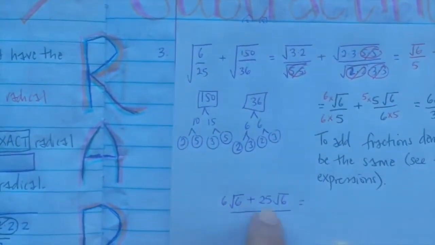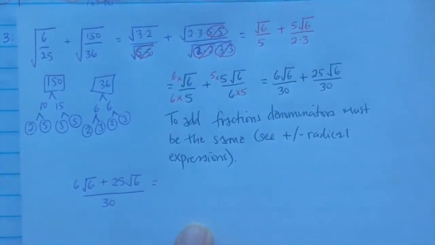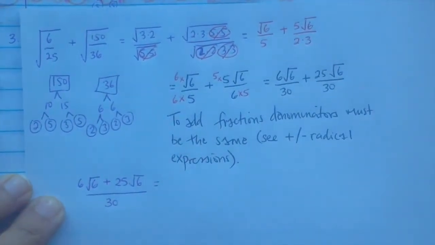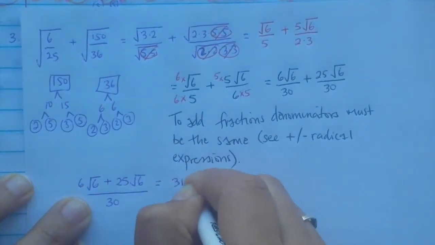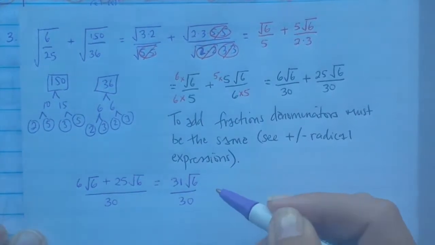Put a box around that paragraph that says to add fractions, denominators must be the same. Put a box and color it in. 6 plus 25 is what? 31. And the radical is just like the x, so 31 radical 6 over 30. Can I simplify that? Look top and bottom. No. So I'm done. I will take a look at one more example.